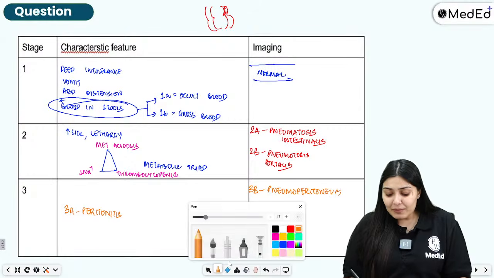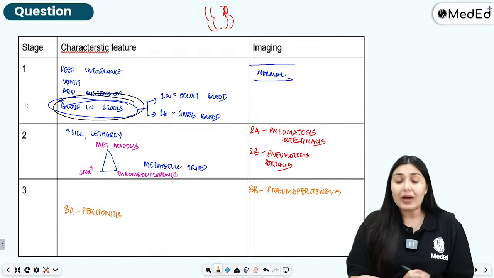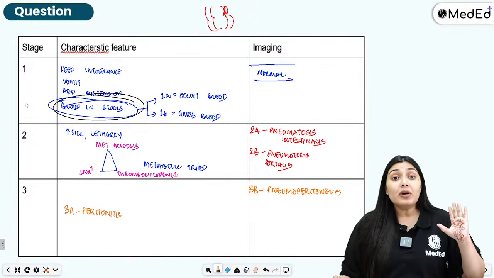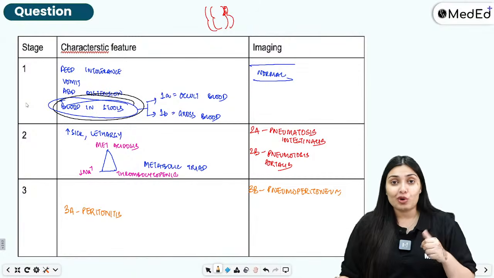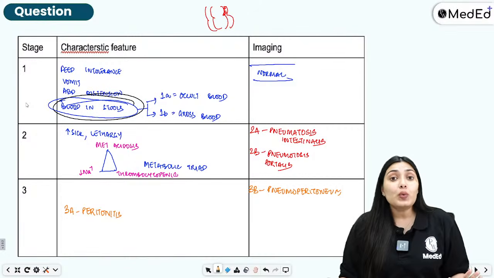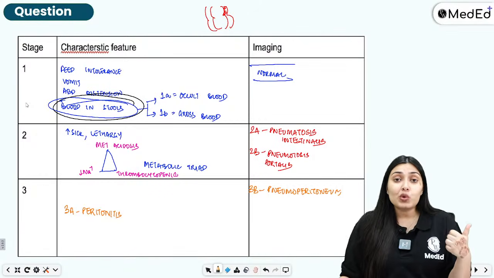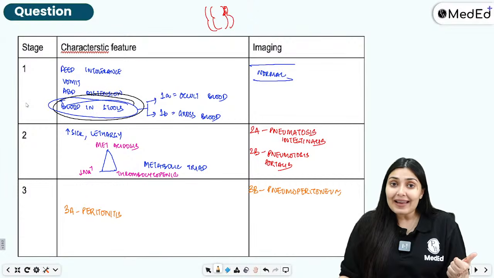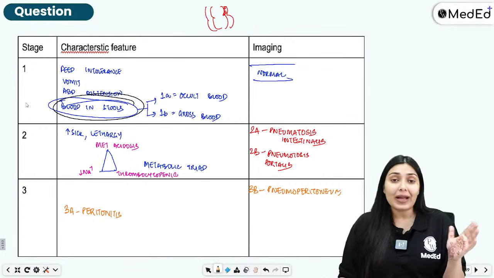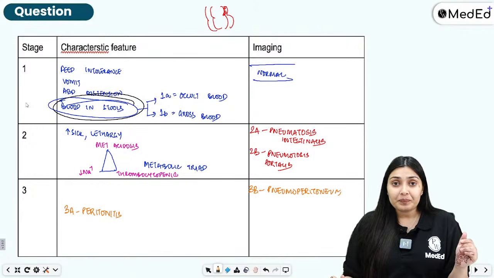So the examiner mainly focuses on these points. In stage 1, the examiner is going to ask 1A, 1B. So remember, 1A, 1B is on the clinical feature. Occult blood is 1A, gross blood is 1B. Then they ask 2A, 2B. What is 2A, 2B? Both are imaging features. 2A is pneumatosis intestinalis, 2B is pneumatosis portalis. That is air trapped in the venous gas, in the portal vein.